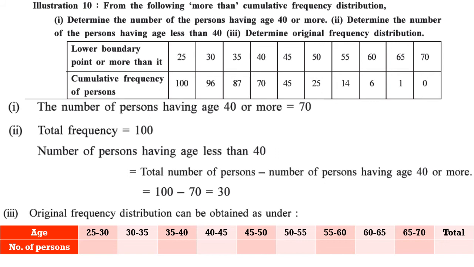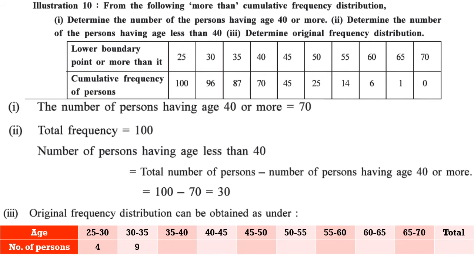The frequencies for the 25 and 30 are 100 and 96, and I am just going to find the difference between the two. So 100 minus 96 will give me 4. Similarly, for the class 30 to 35, the frequency for 30 is 96 and the frequency for 35 is 87. So 96 minus 87 will give me 9.